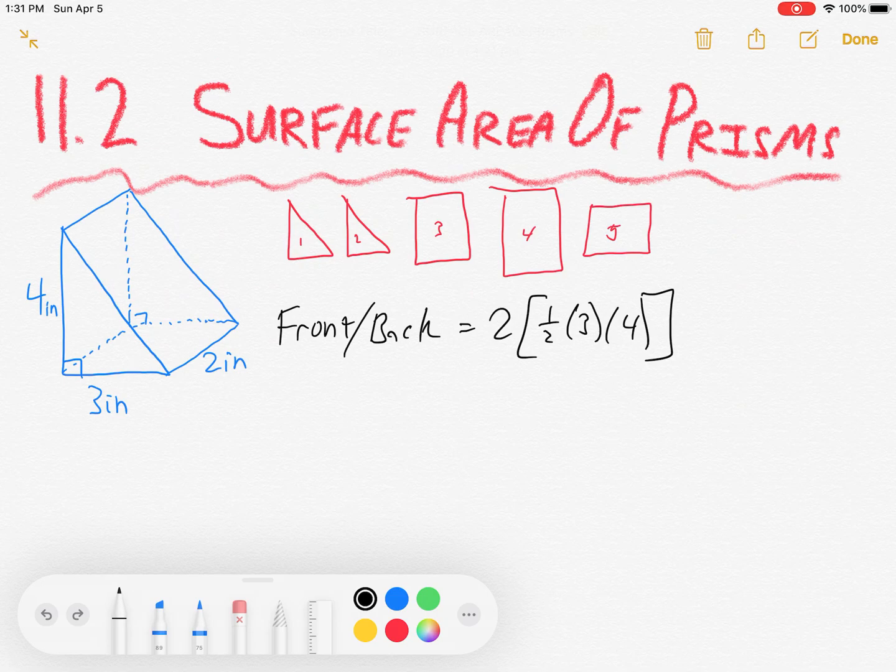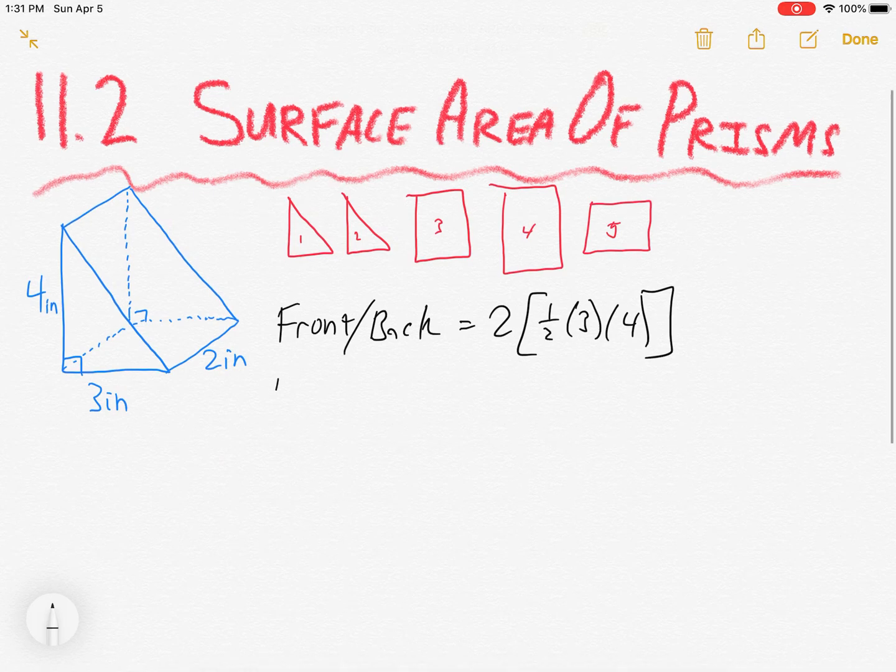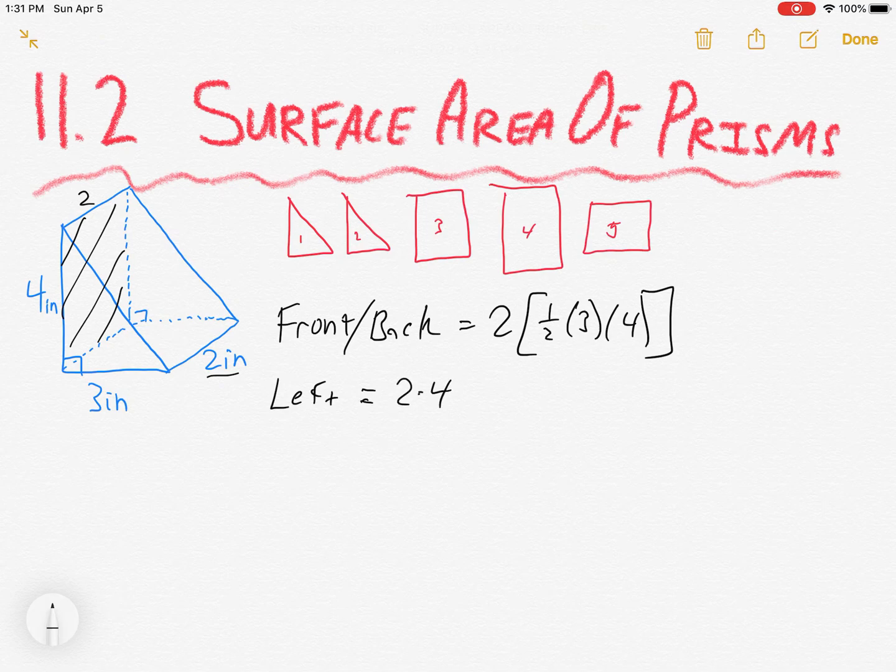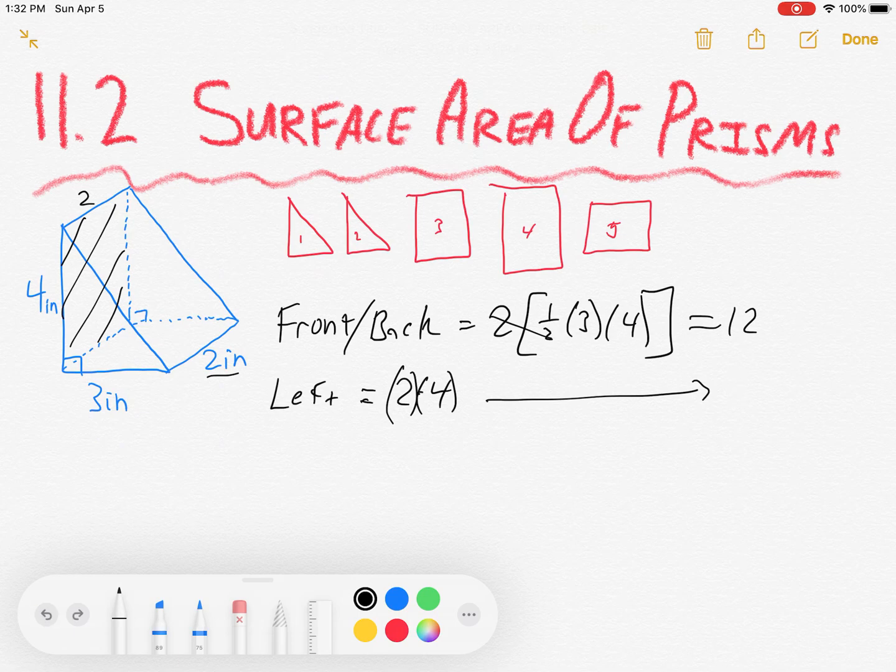We need to add that to the, next we'll do the left face, which is this one right here. And the left face is just base times height, which, since that is 2, that's also 2. So it'd be 2 times 4. By the way, this one is 12. This one is 8. So the 12 is the front and the back. Each one is 6. Let's do the bottom one next.